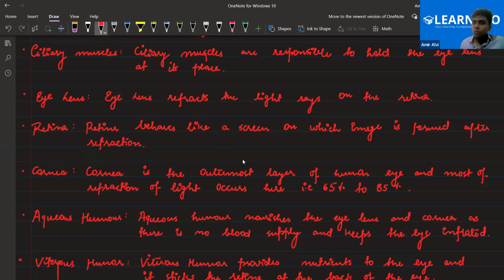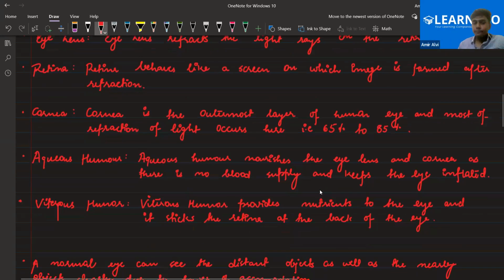So cornea is the outermost layer, and it basically refracts the light from 65 to 85%. If there is a one-marker question asking at which point the maximum refraction occurs, with options eyelids, cornea, iris, pupil, we'll say cornea. So cornea allows the light to refract the most, right, everyone? Yes. Chalo, that's great.